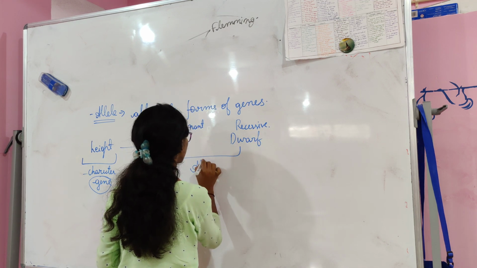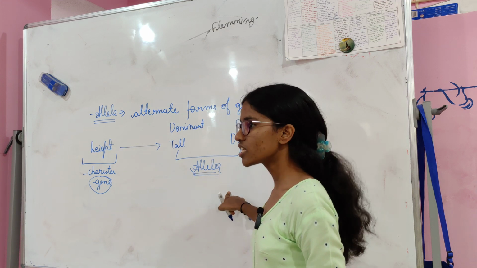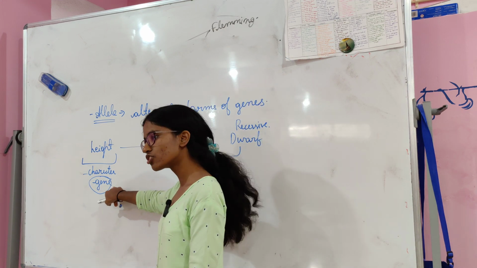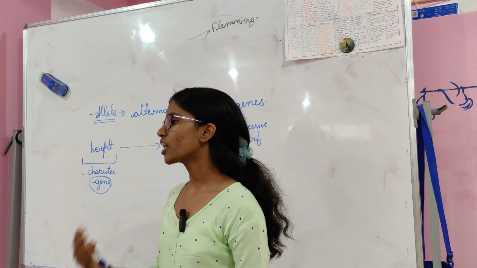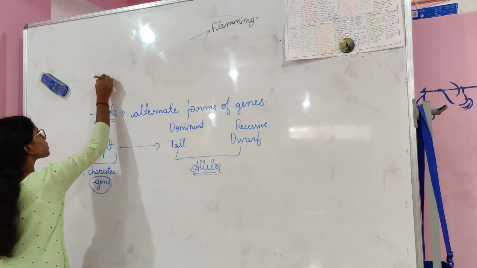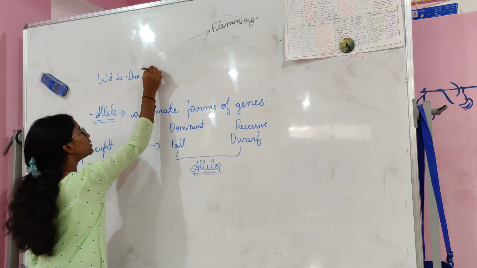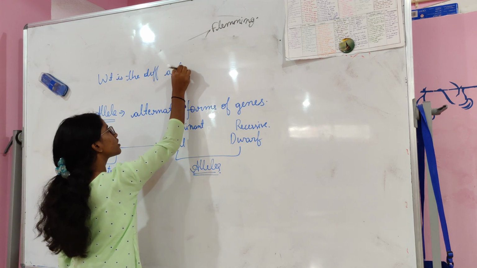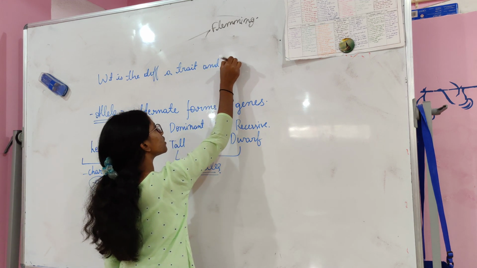Alleles. These are the two forms of alleles of this particular gene. Okay? So what is the difference between a trait and an allele? What is the difference between a trait and an allele?